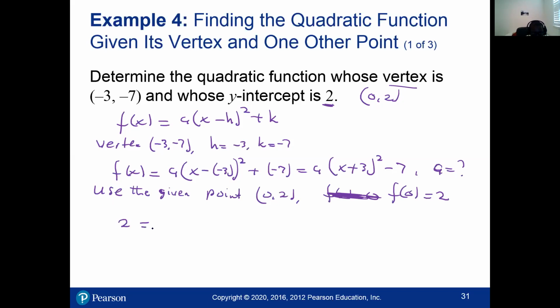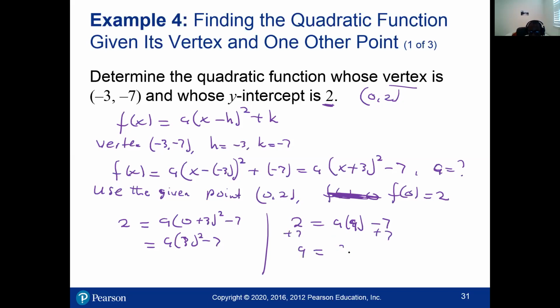That means I have 2 is equal to a times (0 plus 3) all squared, minus 7. So let's find the a from here. There's a, and then you have 3 squared minus 7, which will give us 2 is equal to a times 9 minus 7. So we add 7 to both sides. You get 9 is equal to 9a. Divide both sides by 9. And that means my a is equal to 1.